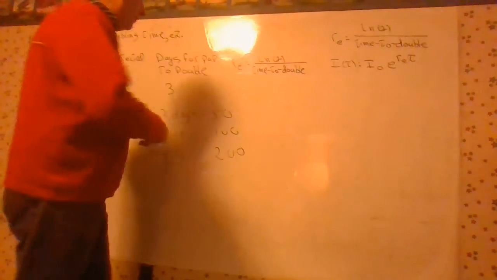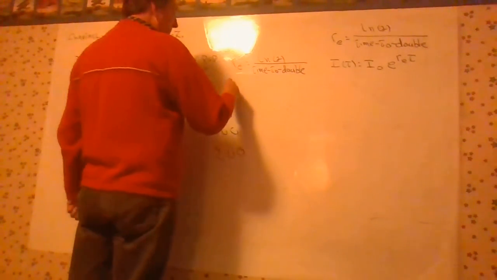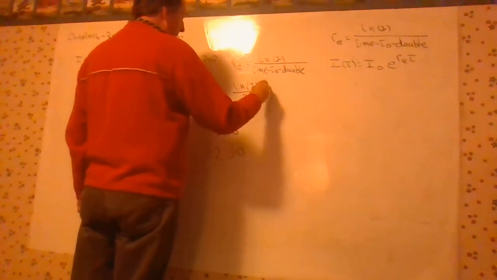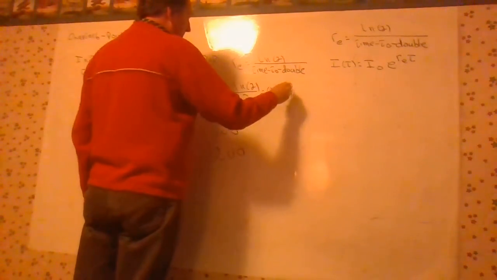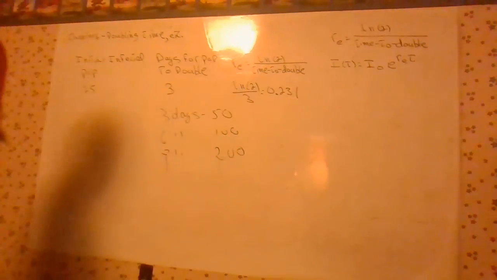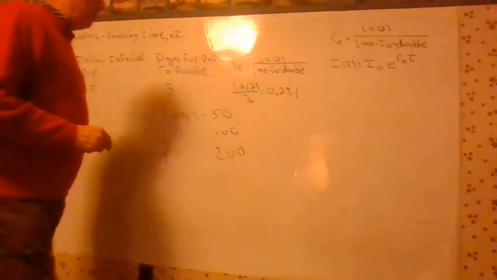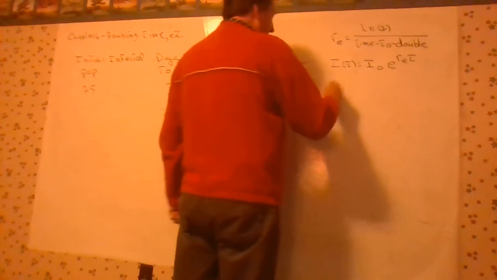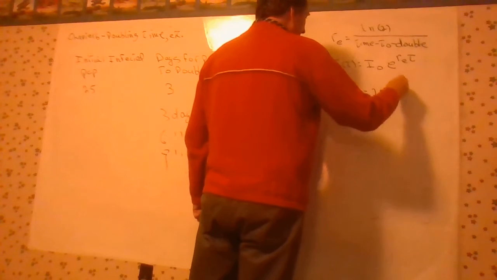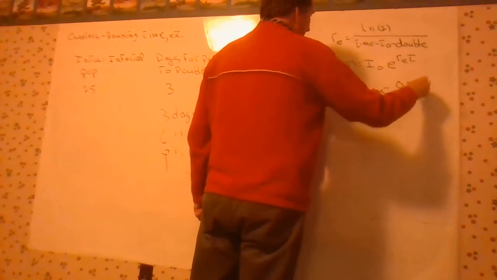So time to double, R sub E is equal to ln 2 over 3. And you can do that on a calculator. It gives you 0.231. And so our model, quite simply, is I of t is 25 e to the 0.231 t.